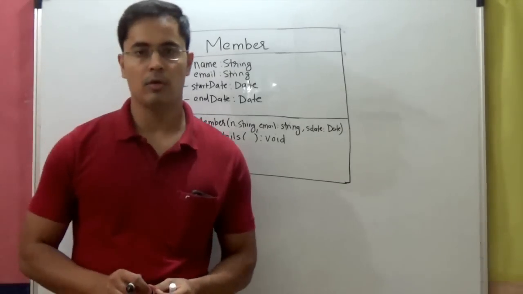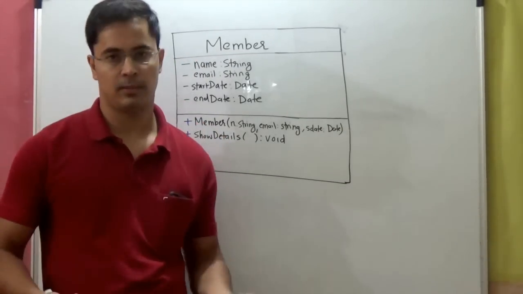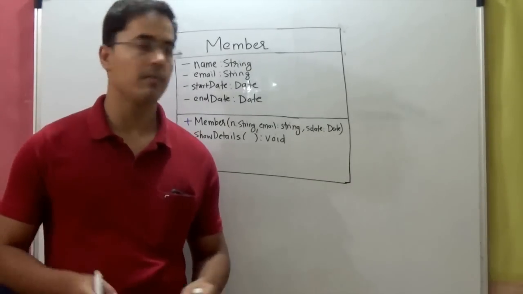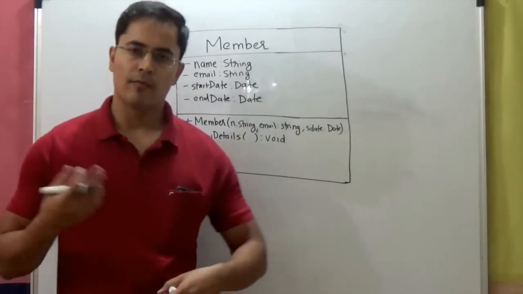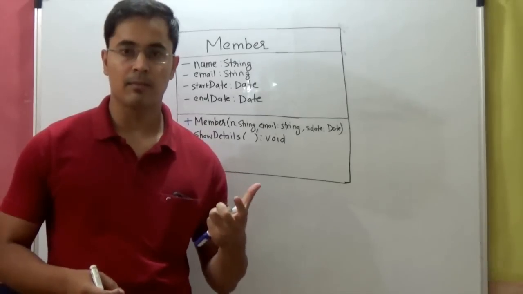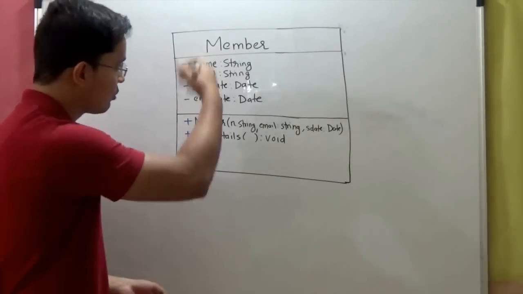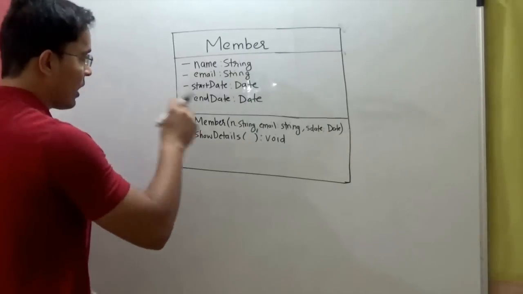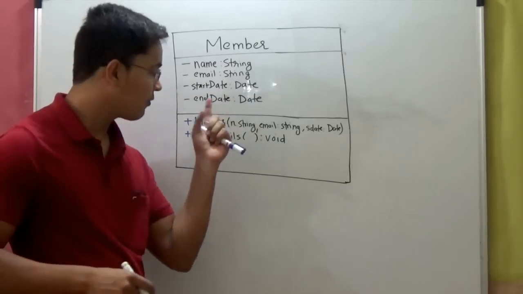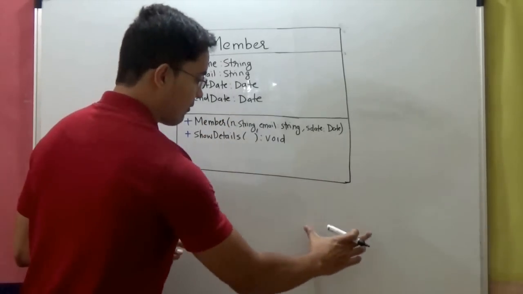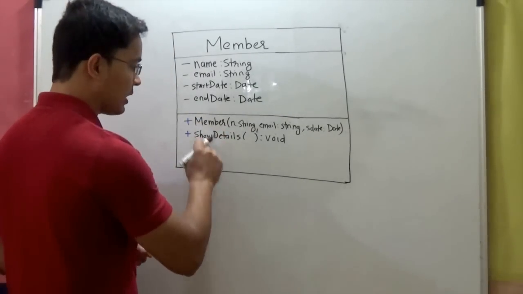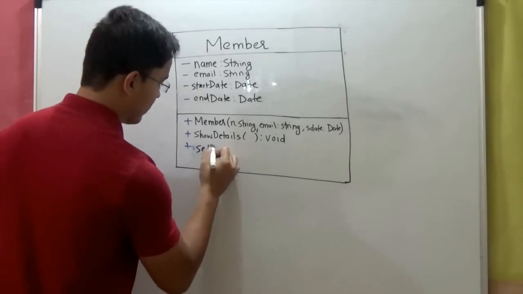Now we are going to talk about how to denote relationships in your class diagram, for example, inheritance. Earlier we had only one type of member, that is the member class. Then we decided to have membership types. We decided to have lifetime members and annual members, in addition to normal members. So now we have one more data member called end date. This is important for us because it will differentiate annual members, lifetime members, and normal members. So I have a constructor, a show details method, and I'll also add set duration.